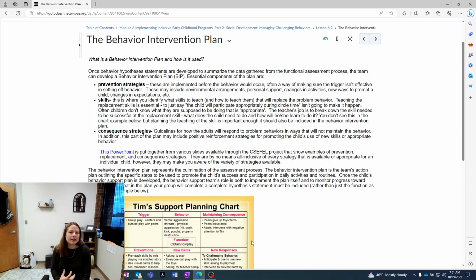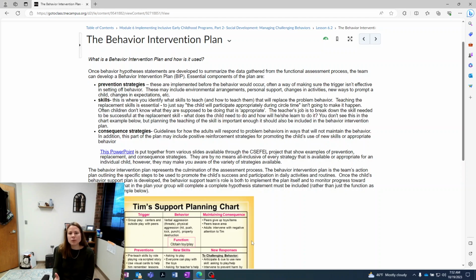What is specifically in a behavior intervention plan? Well, the essential components have to be prevention strategies, right? These have to be implemented beforehand so you can head off that challenging behavior and make sure that trigger is not effective. The skills: what skills are you going to teach them? What replacement behaviors are you going to put in place? How is that child going to do it? Who's going to support that child? In what areas, and whose job is it to make sure you teach that skill? Think about the child's developmental level and their exceptionality.